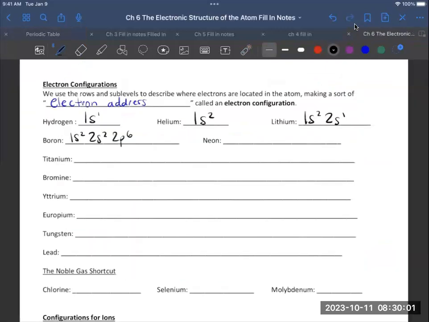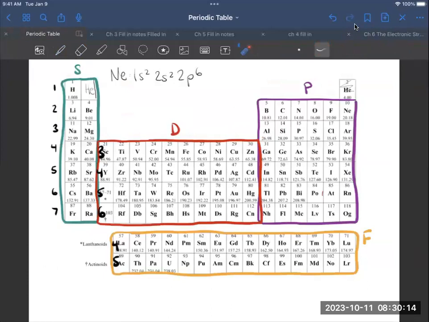Okay, I hope this is clicking for you guys. So 1s2, 2s2, 2p6. That's neon. And again, neon has 10 electrons. Look at this, 6, 7, 8, 9, 10. There they all are.